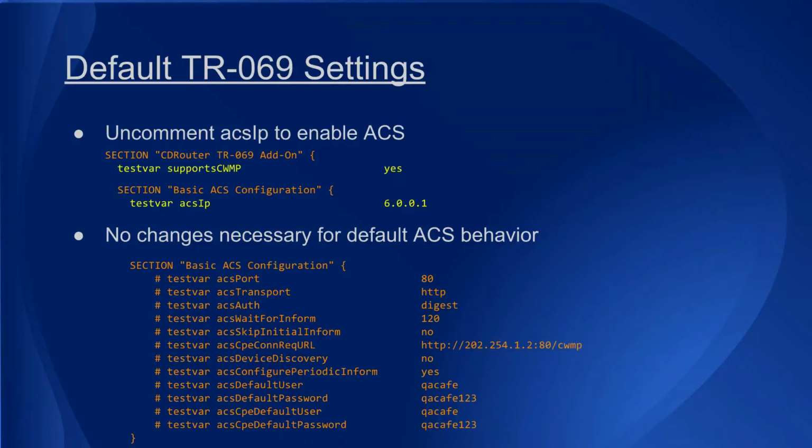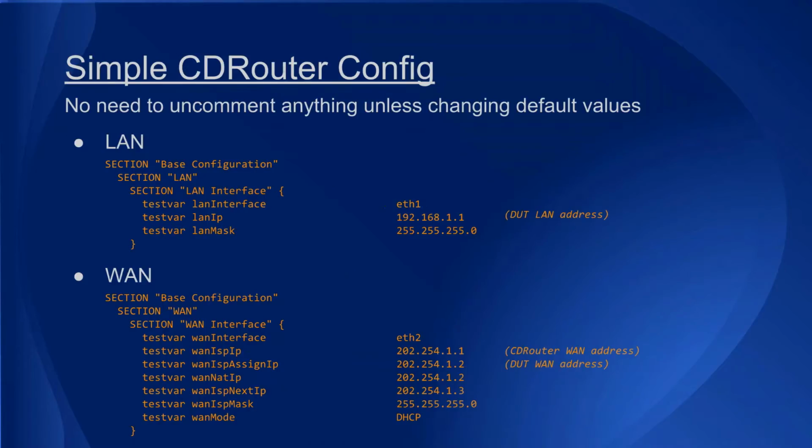Note that just like all of CDRouter's services, like DNS or NTP or its remote host, all of these services are considered remotely accessible. That means that they are not directly connected to the WAN link. So here in your WAN section, we've configured an IP subnet that connects the device directly to CDRouter's WAN interface. In the 202.254.1 subnet, .1 is CDRouter and .2 is your device. And so that's the subnet that CDRouter communicates with the device on.